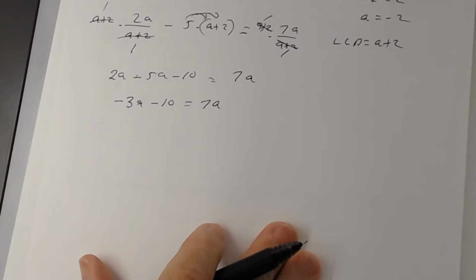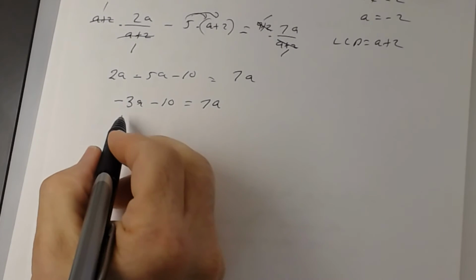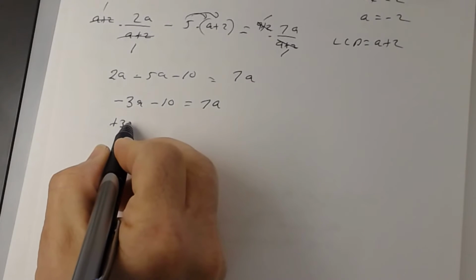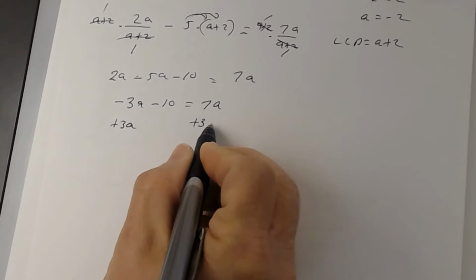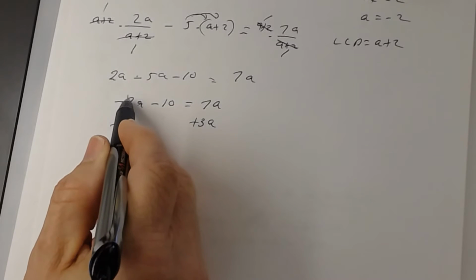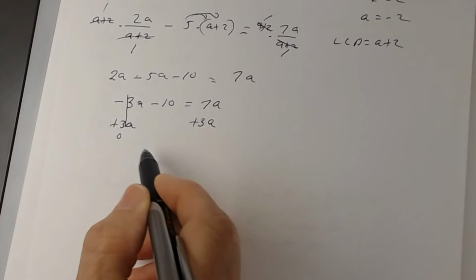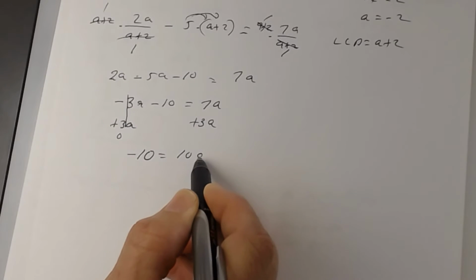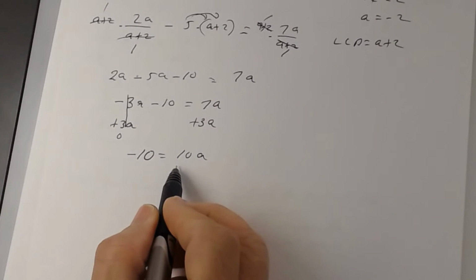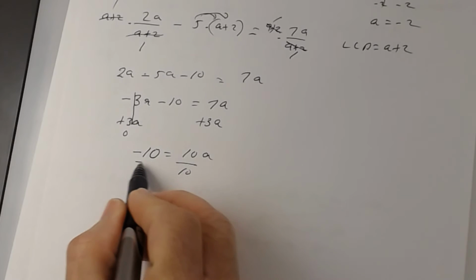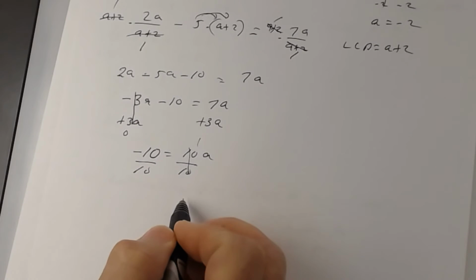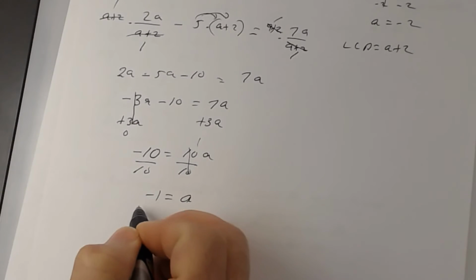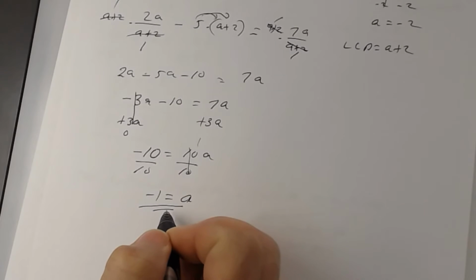What's the next step? I would add 3a to both sides. Combine like terms. This is 0 right here. So what's left? Negative 10 equal 10a. One more step and you're done. Divide by what? 10. So therefore, what is a? Negative 1. Okay, now listen.